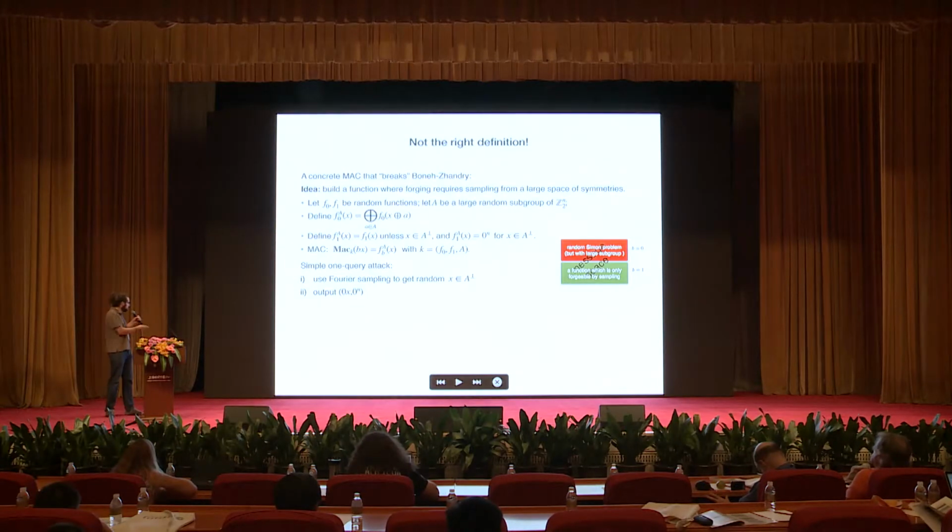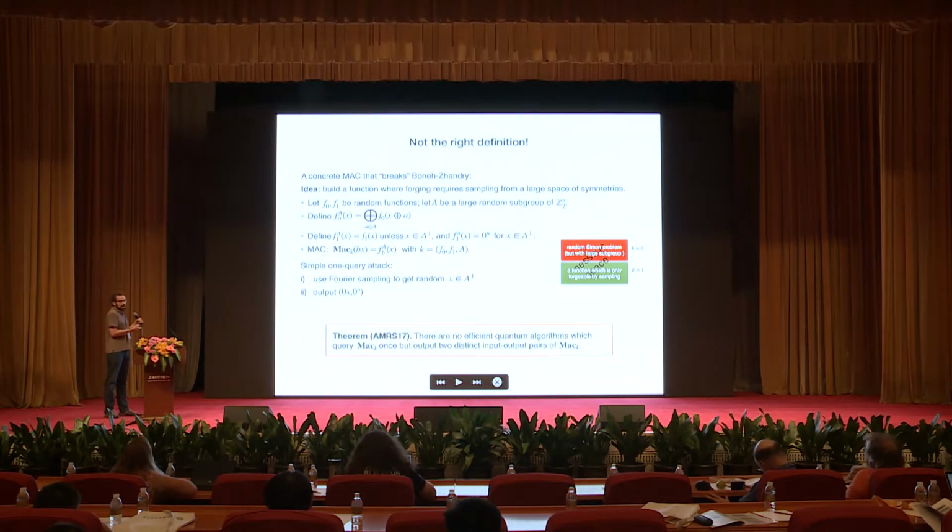Okay, so this is the MAC, and there's a simple one-query attack. Basically, we can use Fourier sampling on the first part, on the zeroth function, to get a random element of the dual space, and then we just output the forgery using the second part. So this would be 1x here. Now we can forge on the second part because we have constructed it in a way that the function is 0 on all elements of the dual space.